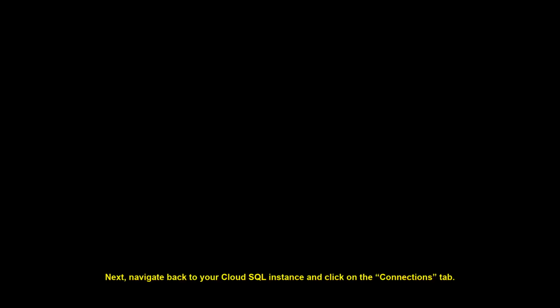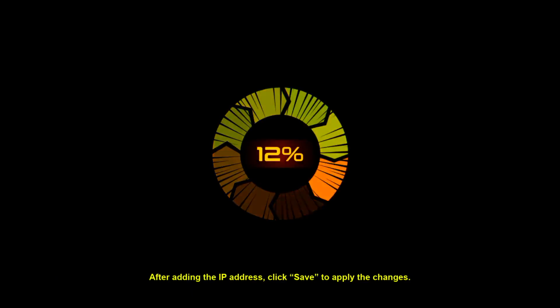Next, navigate back to your Cloud SQL instance and click on the Connections tab. Locate the Authorized Networks section and add your service account's IP address to allow connections. After adding the IP address, click Save to apply the changes.